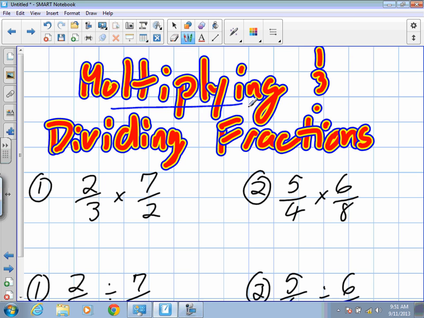Okay, multiplying and dividing fractions. Now there's a common error when we're multiplying and dividing fractions. A lot of people start talking about cross-multiplying. That is really only a rule when we have equivalent fractions, when there's an equal sign between them to simplify.